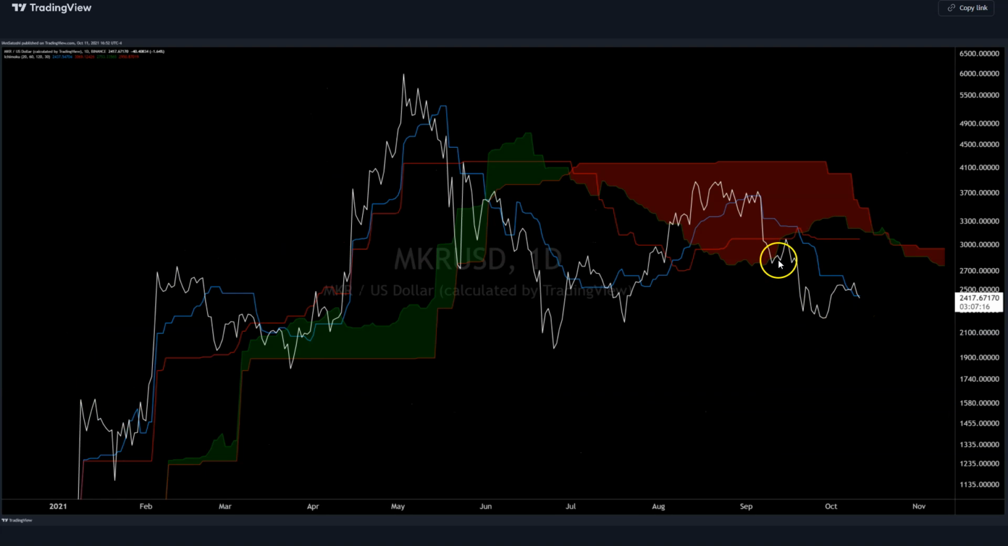It has been below the cloud since early September. So the cloud has told you for weeks, this is a dangerous trade to be in if you're bullish. If you're bullish, you want to see this above 3K. If for some reason this thing pops above 3K, that is a bullish entry according to the cloud. But where it sits here, it is the opposite of bullish.